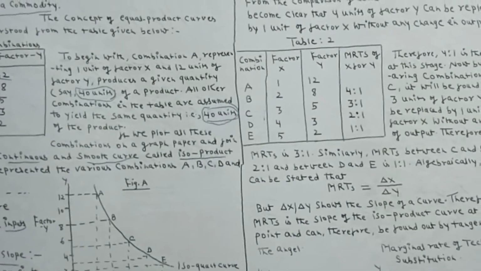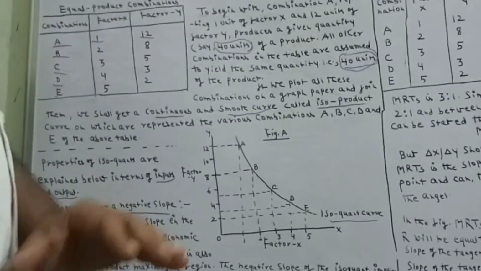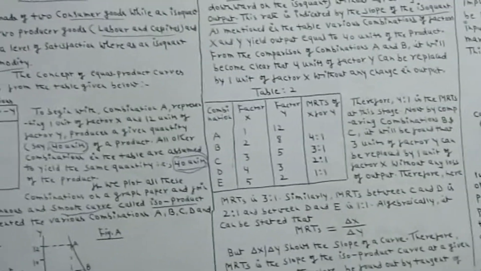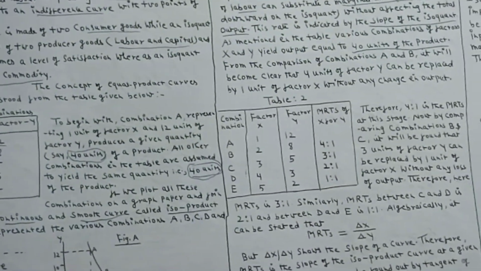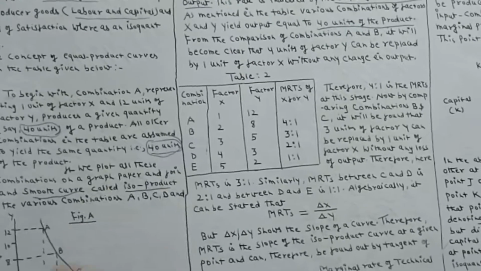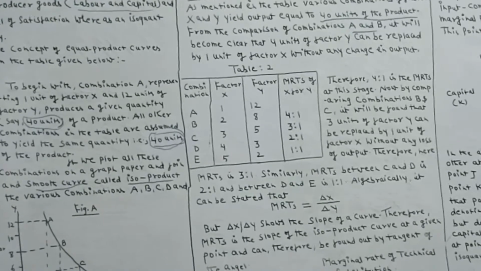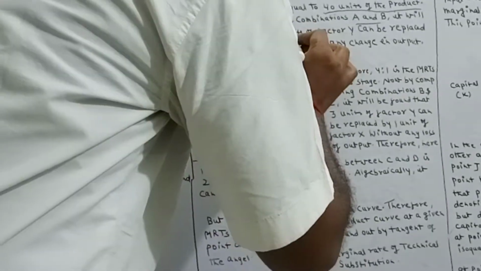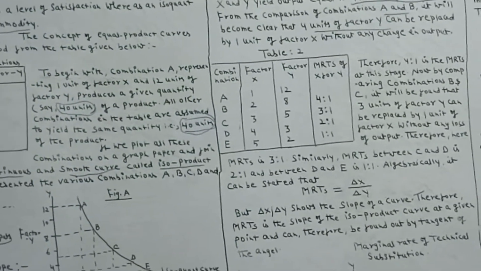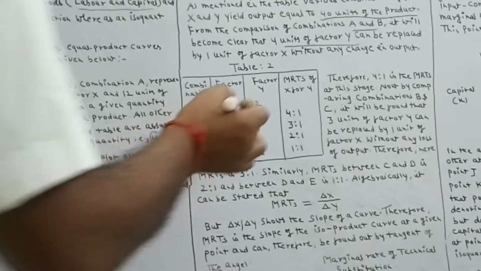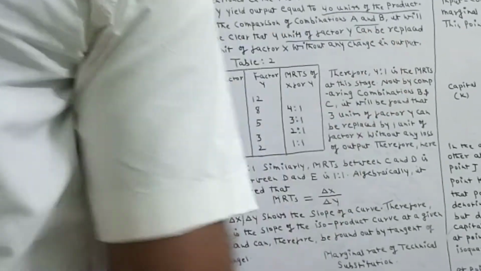As mentioned in this table, various combinations of factors, say X and Y, yield output equal to 40 units of the product. From the comparison of combinations A and B, it will become clear that 4 units of factor Y can be replaced by 1 unit of factor X without any change in output.